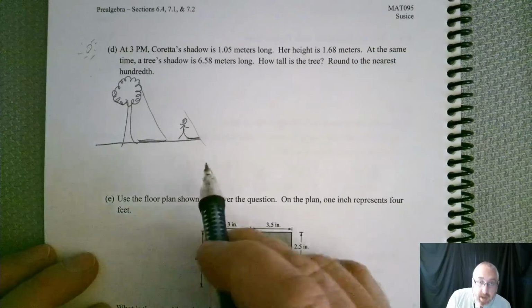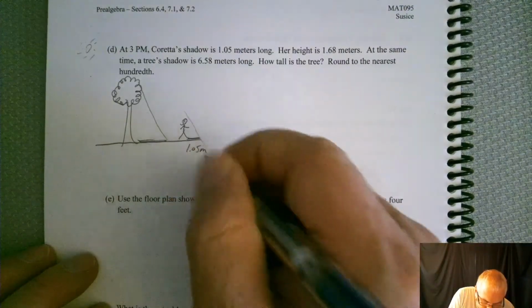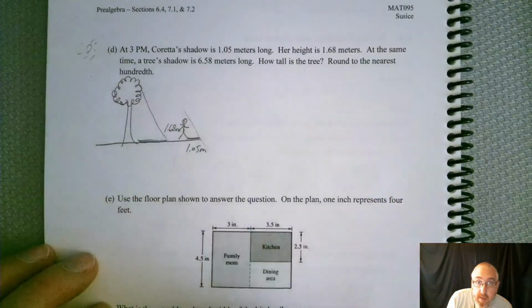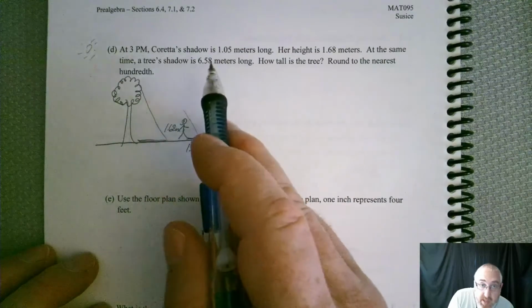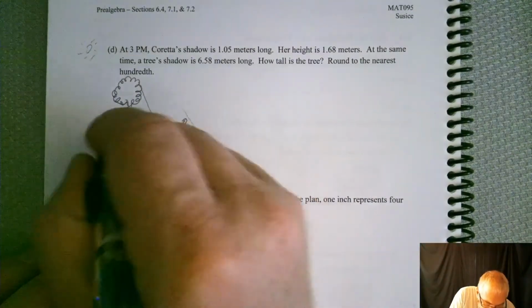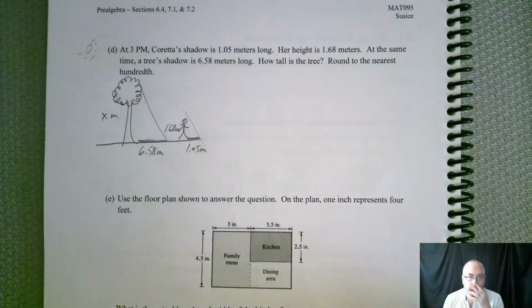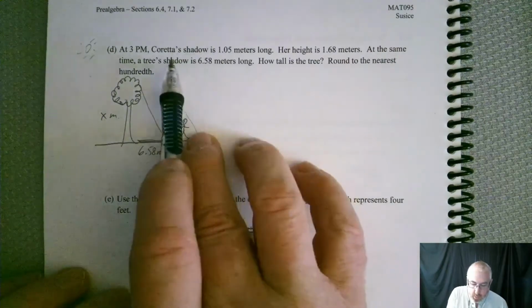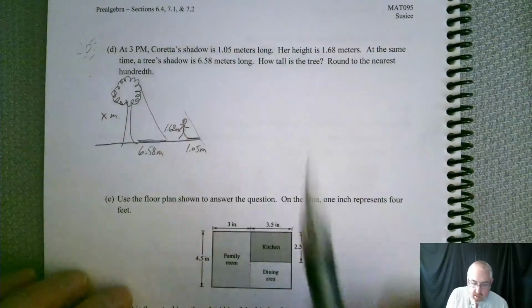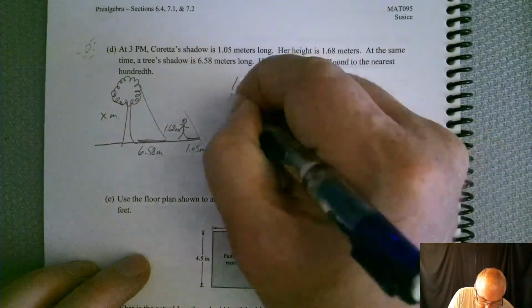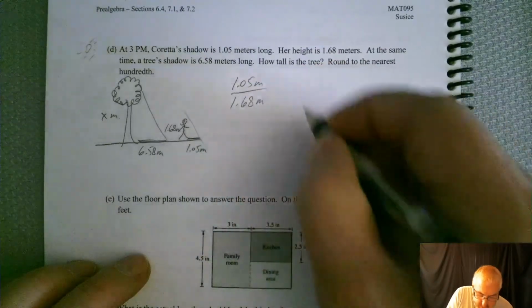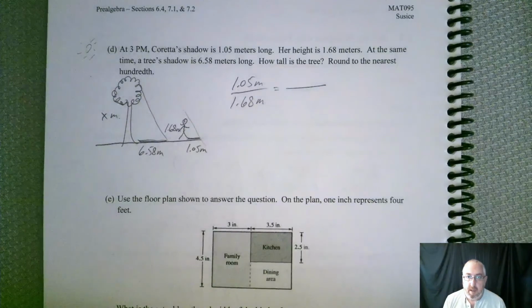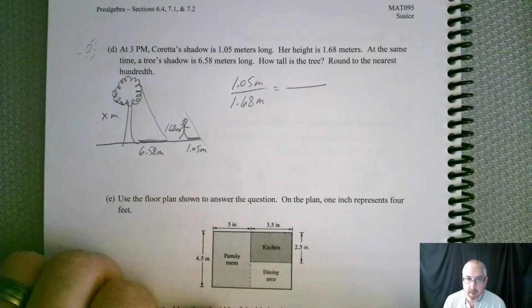So her shadow was 1.05 meters, but she's 1.68 meters. And the shadow of the tree is 6.58 meters, and we don't know how tall the tree is. All right, how can we set up a proportion? Remember, you can use the things that are linked. We know Coretta's shadow and we know her height. Those are linked. So if you want to put 1.05 meters over 1.68 meters, that would be good. And now where should I put the rest of the stuff? Where's the 6.58 going to have to go? Top or bottom?